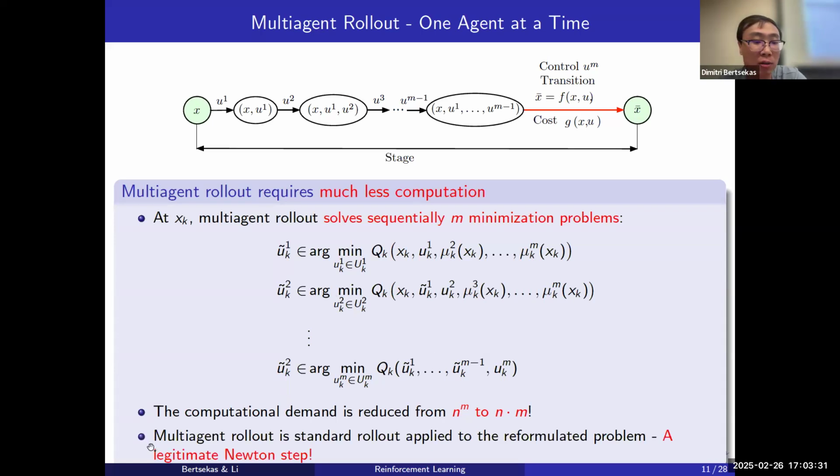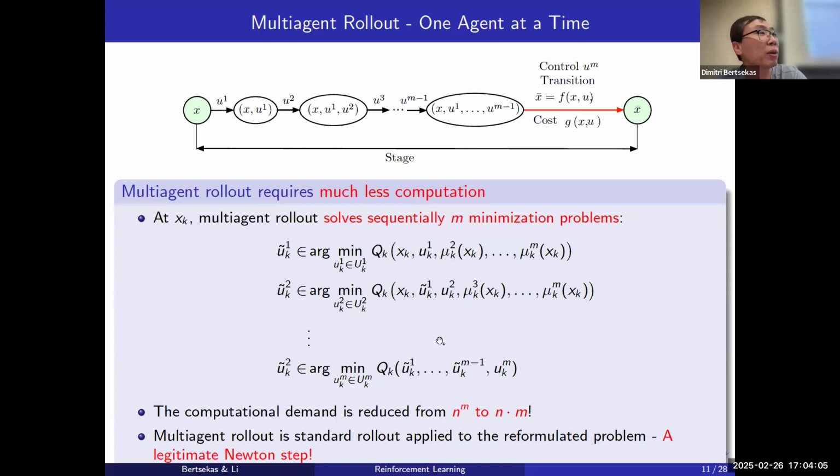Moreover, another theoretically important point is that given that multi-agent rollout is standard rollout applied to this problem, it is still a legitimate Newton step, which means we can expect the performance computed by multi-agent rollout to be much better than the performance of the base policy, because it's a legitimate Newton step.